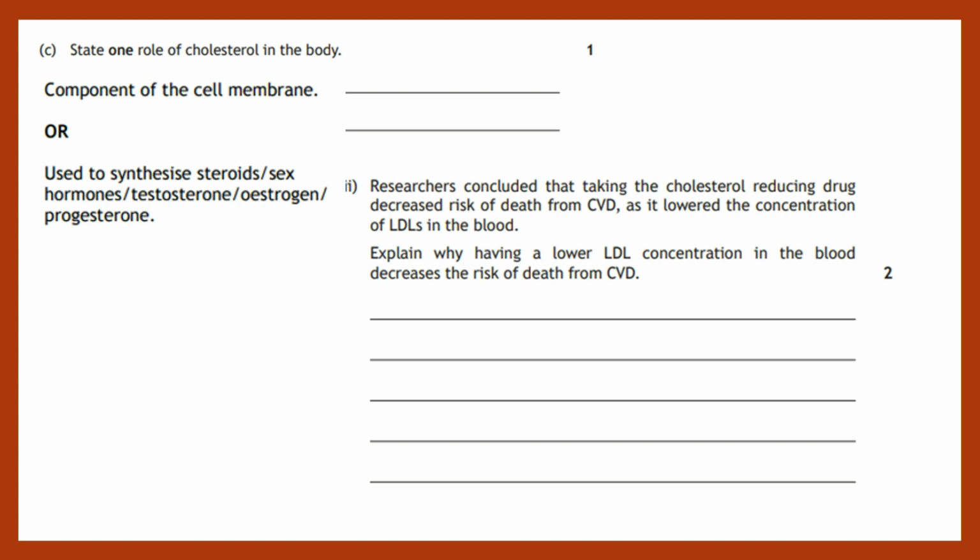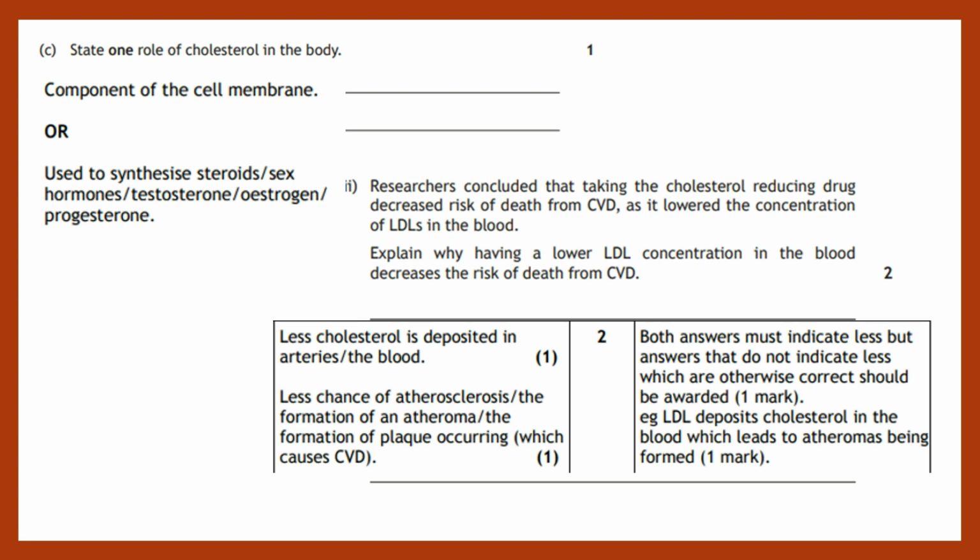The second question was talking about a study into a cholesterol reducing drug where researchers concluded that taking that drug reduced the risk of death from CVD as it lowered the concentration of LDLs in the blood. So explain why having a lower LDL concentration in the blood decreases the risk of death from CVD, and that's worth 2 marks. The first mark is for stating less cholesterol is deposited in the arteries or the blood, and therefore less chance of atherosclerosis, less chance of the formation of atheroma or plaque, which is what causes CVD.